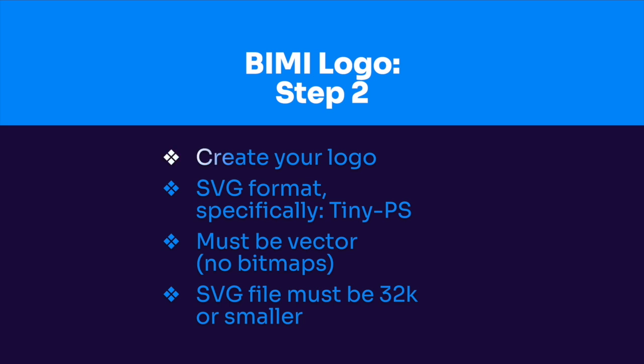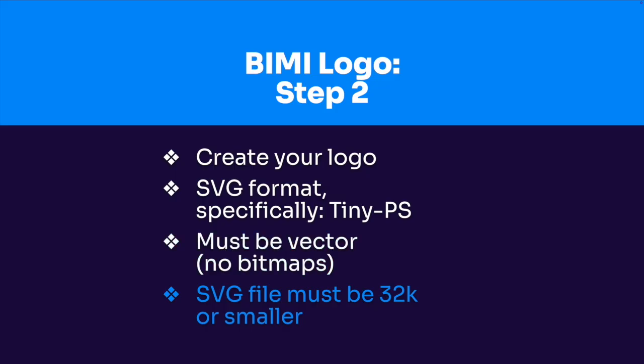Step two, logo. You'll need a logo. Specifically, you'll need an SVG, scalable vector graphic image. Common tools used to make or convert this include Inkscape or Adobe Illustrator. It needs to conform to the Tiny PS SVG logo spec for BIMI logos. You need to avoid bitmaps. Be careful with gradients. They don't work all that well and can't always be converted to Tiny PS format. And note that the final SVG image, the file, can be no larger than 32K.